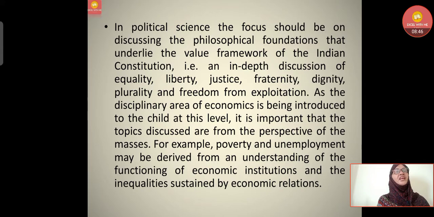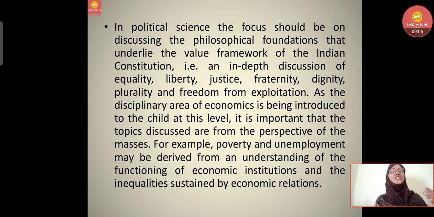As the disciplinary area of economics is being introduced to the child at this level, it is important that the topics discussed are from the perspective of the masses. Obviously, we should not focus always on the richest classes. It should come from the masses.